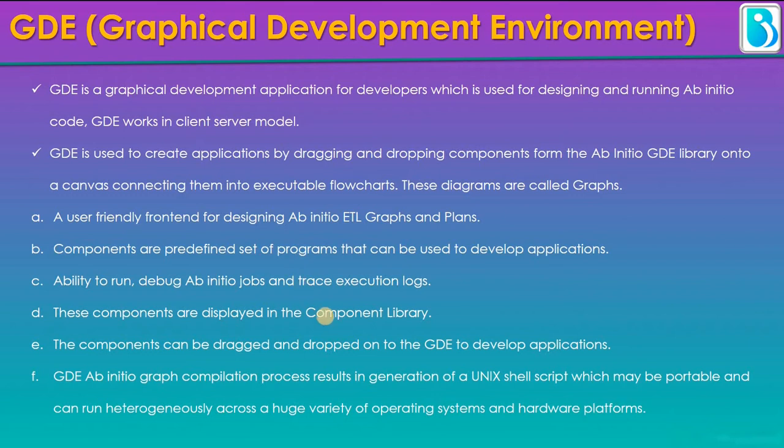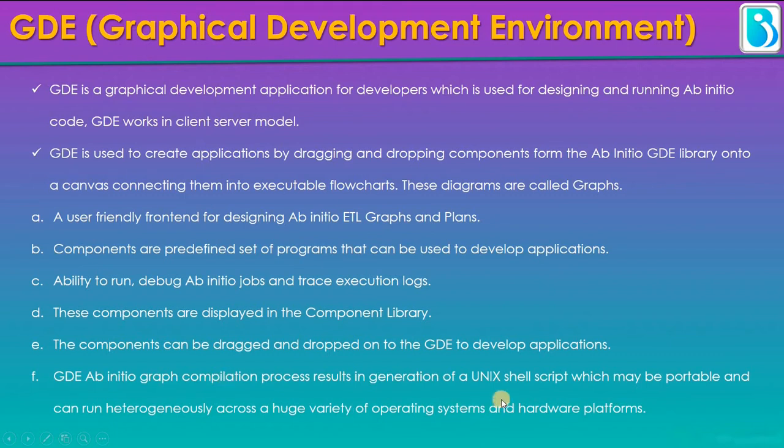These components are displayed in the component library. In GDE we have various options. On the right hand side, if you have already worked in Ab Initio GDE, you will see the component library available. You can just search and use the components in the canvas area. The components can be dragged and dropped onto the GDE to develop an application, which is such a simple tool, and the development is made so easy by GDE. We just drag and drop the components, and with a few modifications you can develop the Ab Initio code.